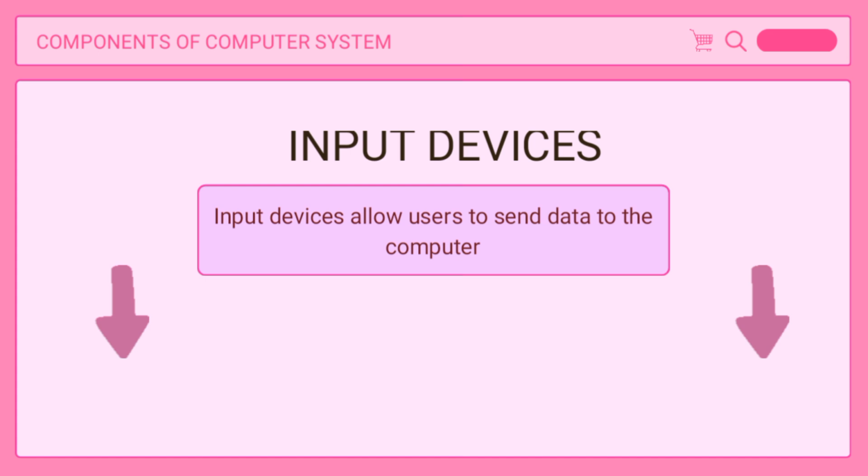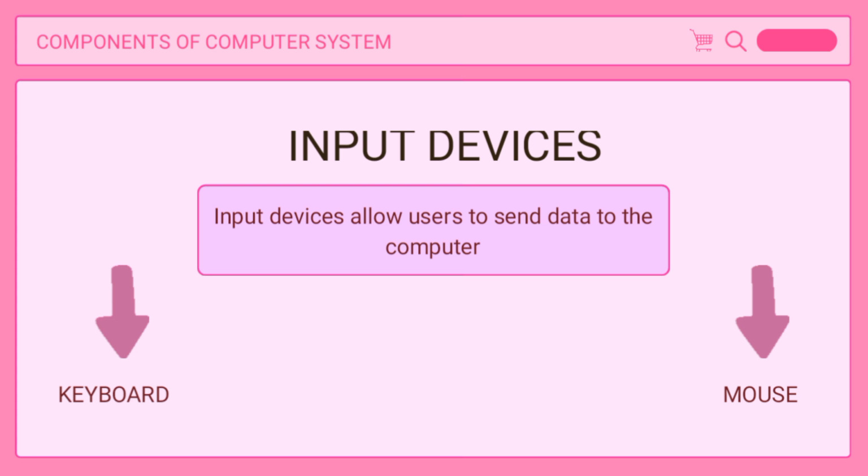When we say input devices, class, they allow users to send data to the computer. Those devices that feed data into a computer are considered input devices. Here are some examples: the first is the keyboard and the other is the mouse. Why are they considered input devices? It is because when you press the keys on the keyboard, you can tell the computer what to do and you can see that on the monitor.